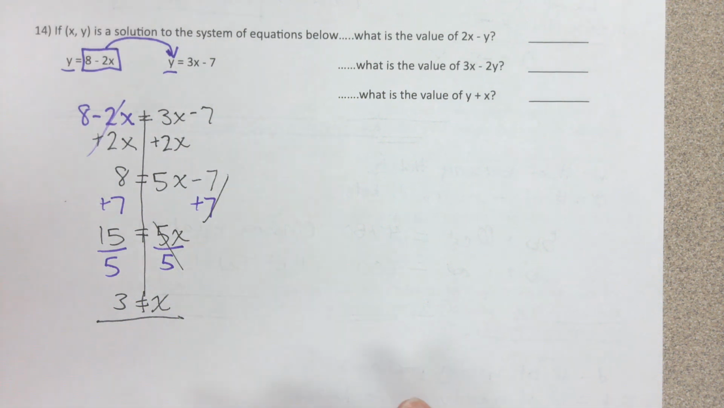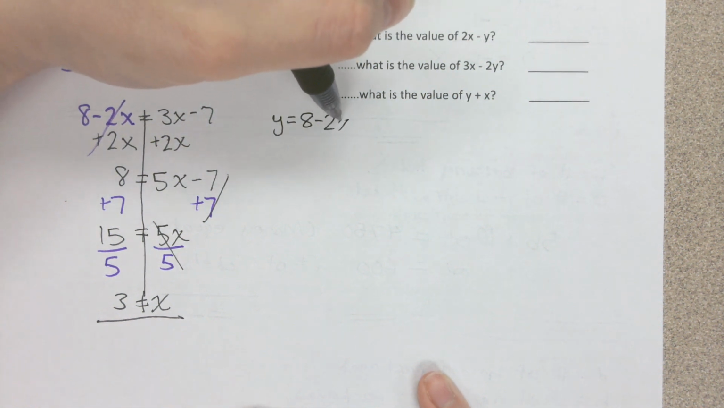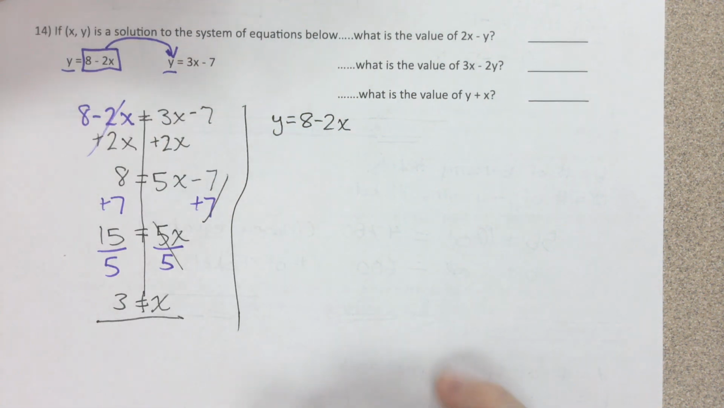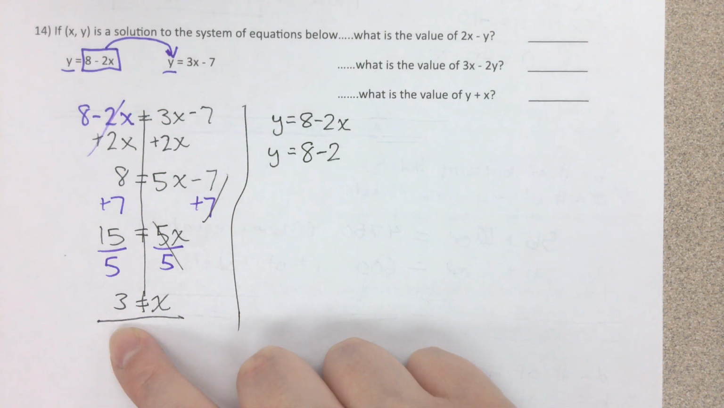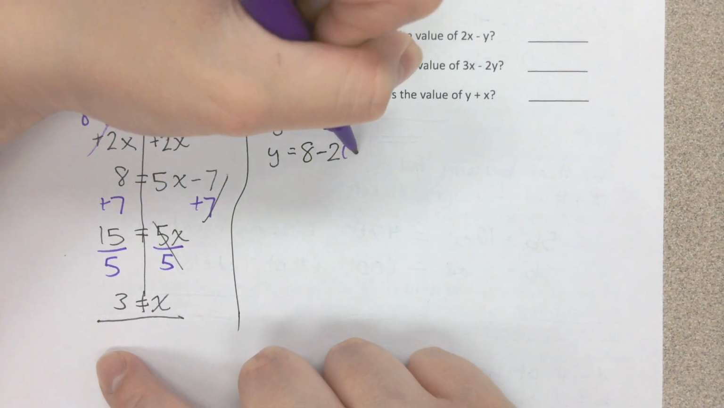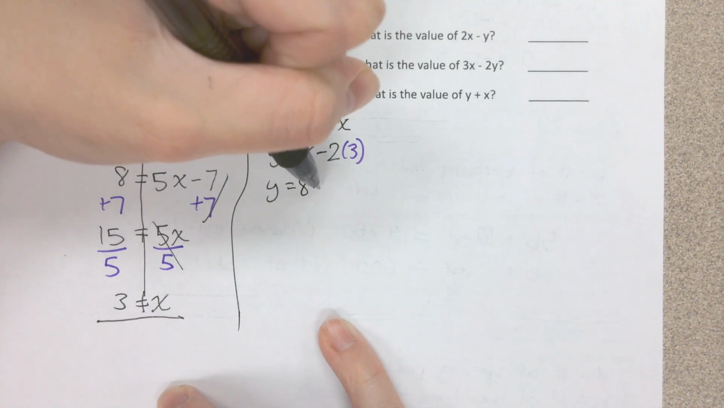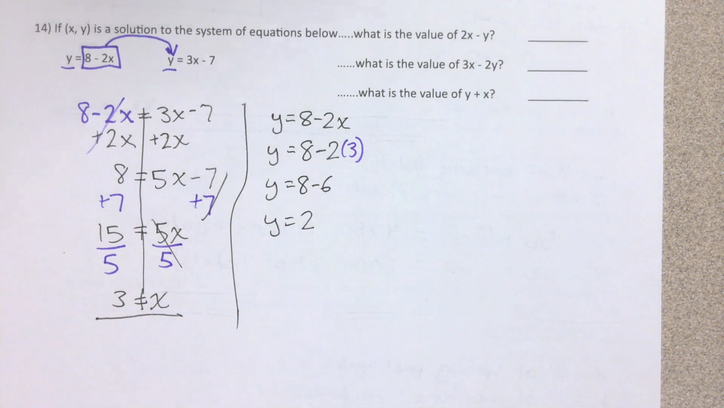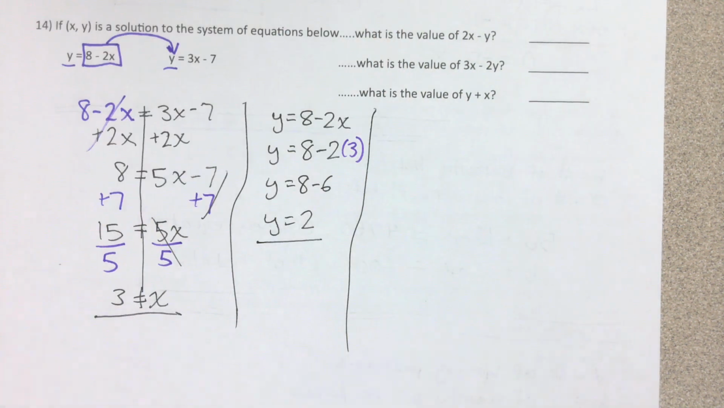Since I haven't used it yet, I'm going to plug this x into here. So we have y equals 8 minus 2x. We know x is 3, so y equals 8 minus 2 times 3. Y equals 8 minus 2 times 3 is 6. Y equals 8 minus 6 is 2. So these are my 2 answers.